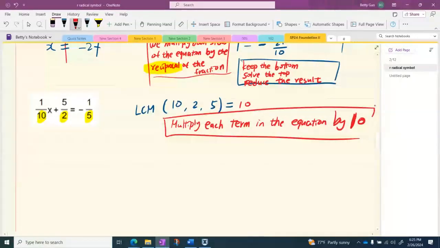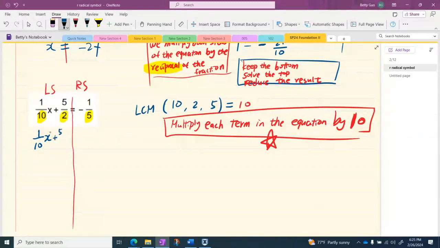This is the rule. Let's do that. Try not to do that in your head. Try to write down everything. I still have this line, separating the left side and the right side. And I'm going to write all the three terms. Too crowded. Leave some space. So this is the second term, and this is the first term. On the right side, we have one term. We are going to multiply all the three terms by the LCM, which is 10. And I'm going to write 10 as 10/1.